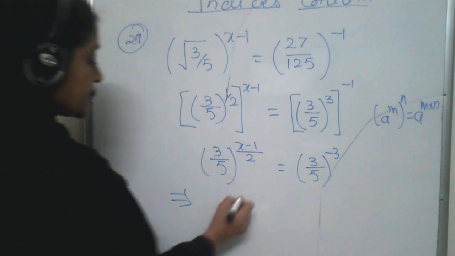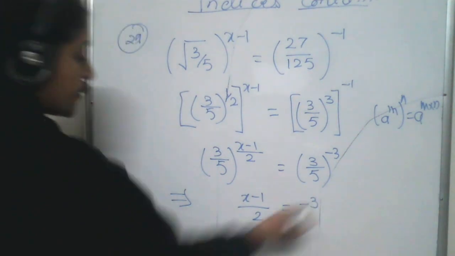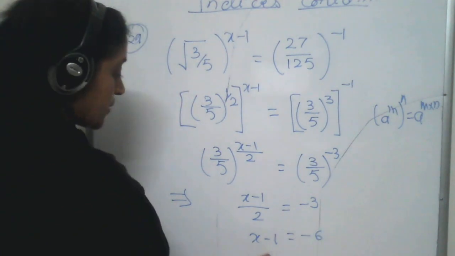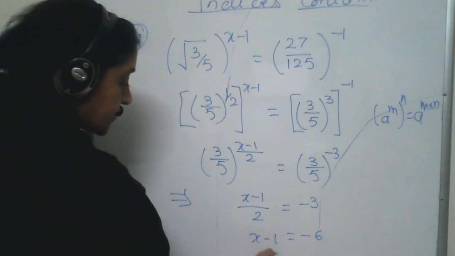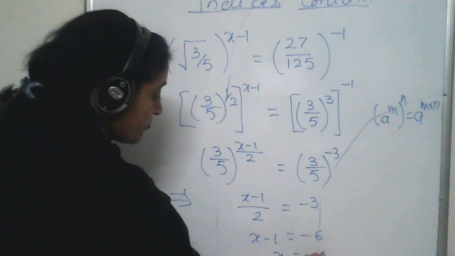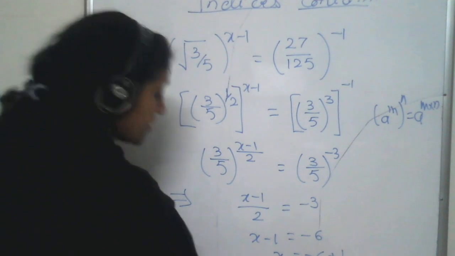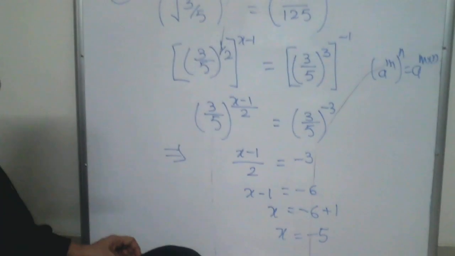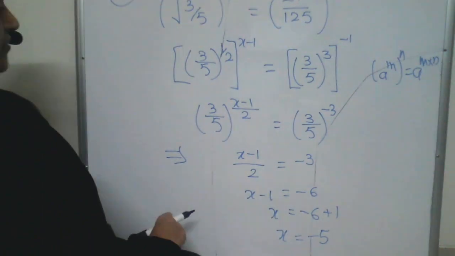So this implies x minus 1 upon 2 is equal to negative 3. Transpose 2 to the other side. x minus 1 is minus 6. Now x is equal to, this will be positive, minus 6 plus 1. So x is equal to negative 5 will be the answer. Okay, this will be the final answer, x equal to negative 5.